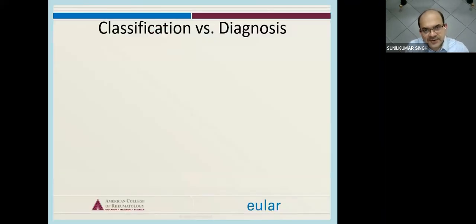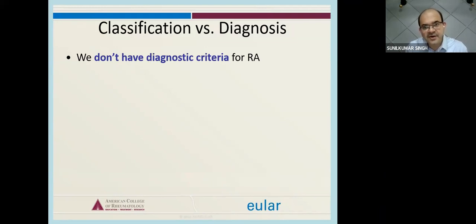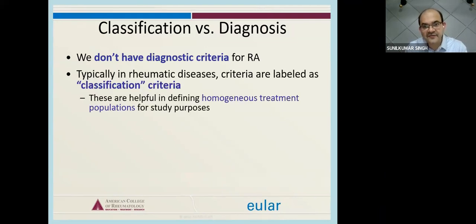Important to know for all the students is that classification criteria are meant for a homogeneous population for a study, and they are not meant for diagnosis in the clinic. They help you, but they are not diagnostic criteria. We have many illnesses where we have diagnostic criteria. Here we are talking about classification criteria.